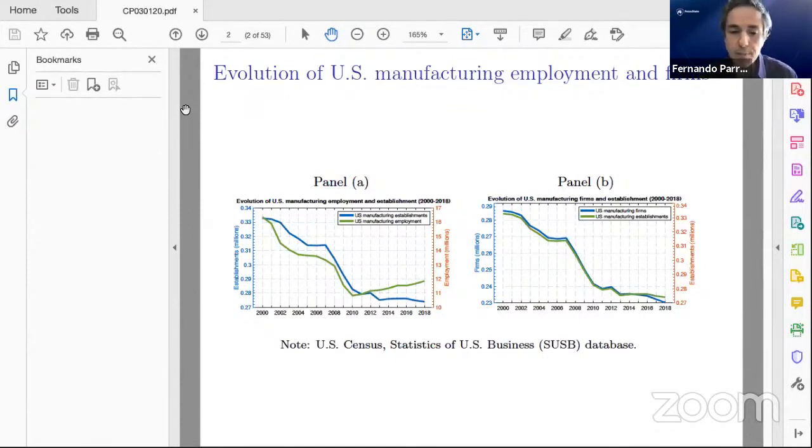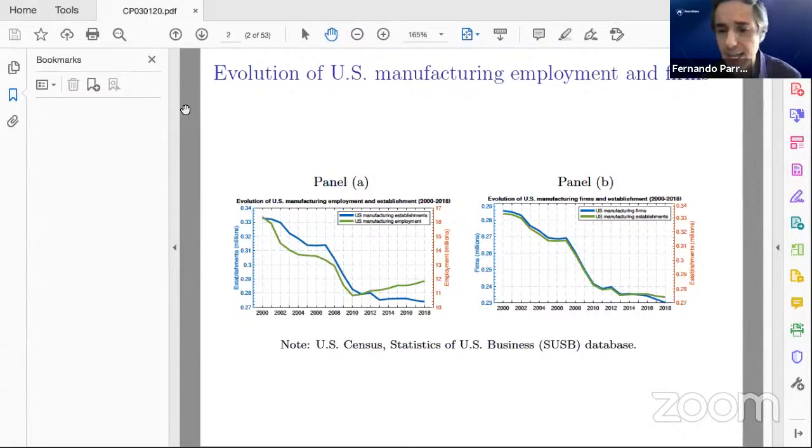So a first goal of this paper is to think about a framework to take into account both labor supply decisions of households and production exit and entry decisions by firms that rationalize these patterns, and to use this framework to speak about how trade policy can impact the dynamics of manufacturing employment and manufacturing establishments in the United States. And the application is going to be the 2018 trade war between the US and its trading partners.